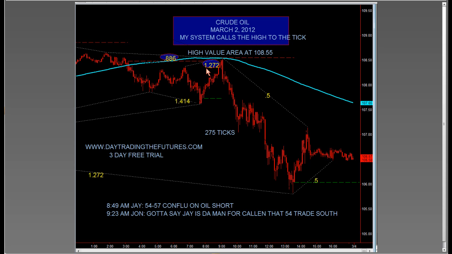As it rallied up into my confluence short, I called this out 15 minutes in the chat room before it even hit. How do you know to call this 15 minutes before it even comes up 20, 30, sometimes 40, 60 ticks away from a level, and call it to the exact tick, within three ticks of the exact high? The exact high was 55. I said 54 to 57 confluence short. Now, how do I know that?